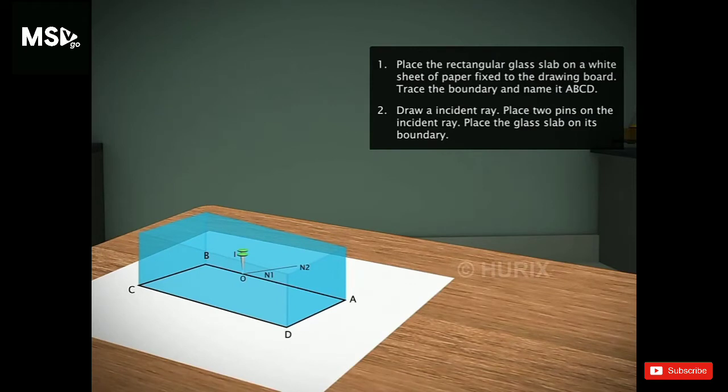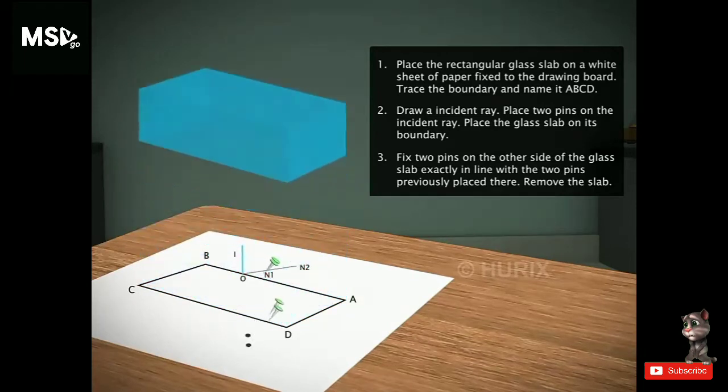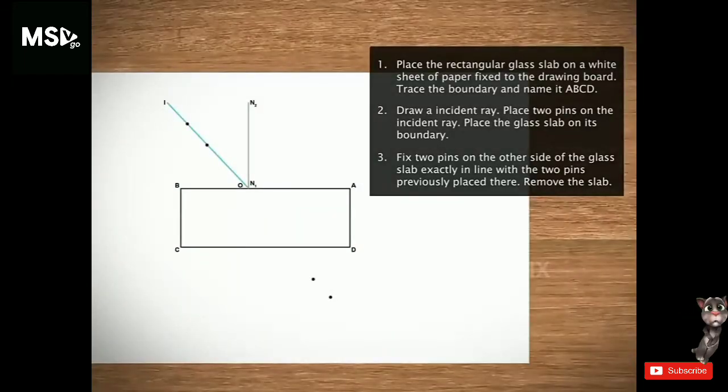Look from the other side of the glass slab. The 2 pins are clearly visible. Fix 2 more pins exactly in a straight line with the 2 pins that are already there. Now remove the glass slab and all 4 pins. Mark the points P1, P2, P3 and P4.